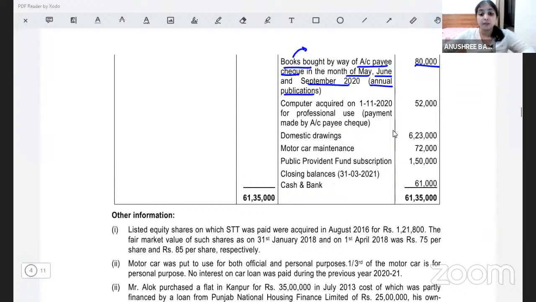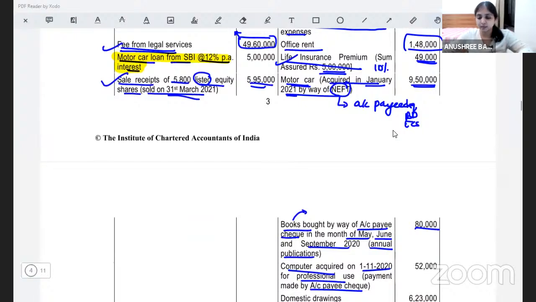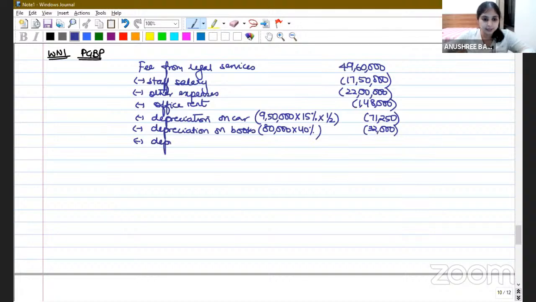Okay, then computer acquired on 1st November 2020 for professional use, payment made by account payee cheque. Good, payment is made by specified mode, because had payment not been made by specified mode, then depreciation is not eligible, isn't it? You don't get to add the asset to the block if the payment is made by non-specified mode. So here, there are three assets: car, books, and computer. And for all three, payment is being made by the assessee in specified mode. So we get depreciation. So even for computer, we will calculate depreciation.